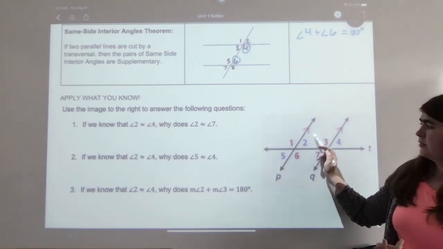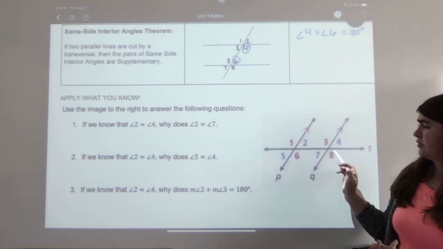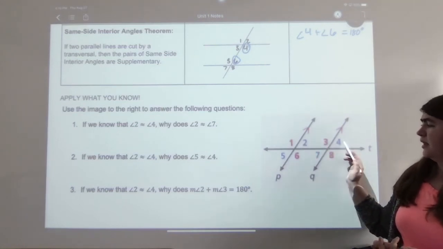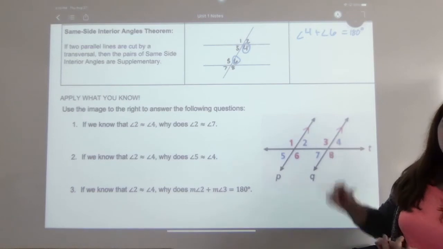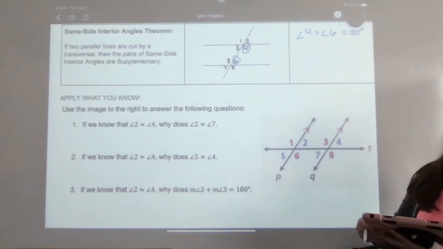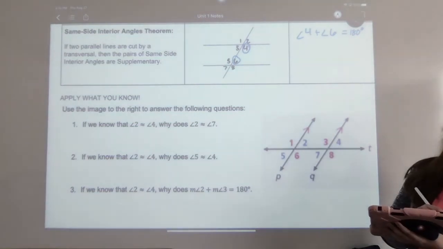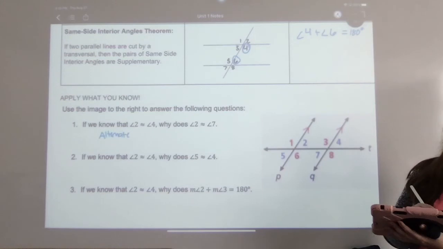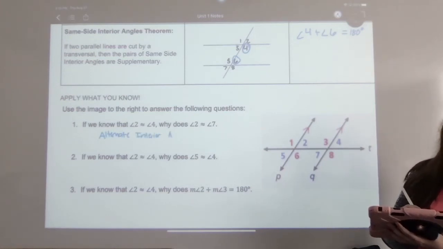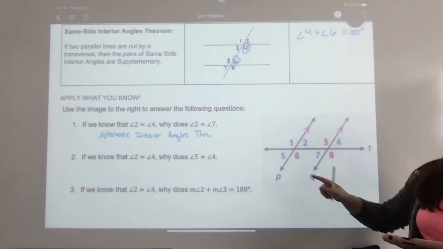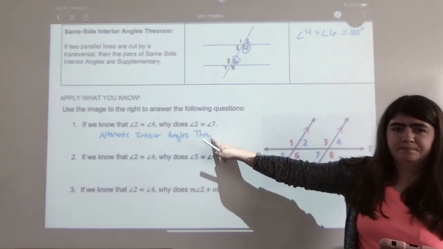We have parallel lines cut by a transversal. These are corresponding angles. Angle 2 to angle 7 is alternate interior angles. So the reason is because of the alternate interior angles theorem. THM is an abbreviation for theorem.